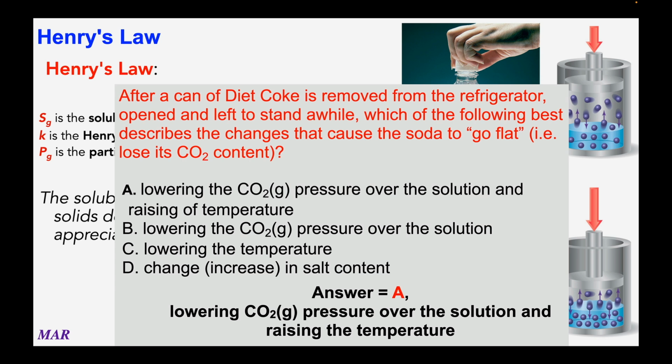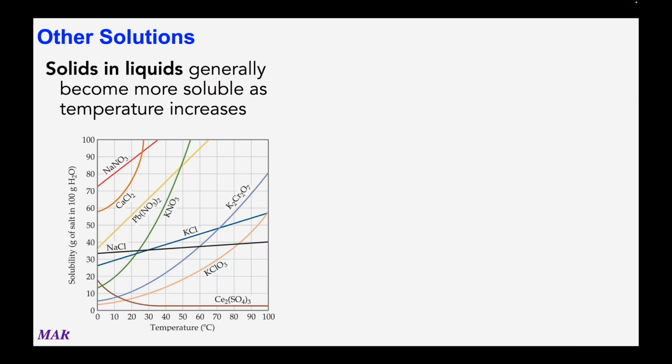People that work in the soft drink industry often have to think about these kinds of considerations when making their soft drinks. Gases in liquids become less soluble generally as temperature goes up. And again, you can think about gases as having more energy, so they escape. However, solids and liquids generally become more soluble as the temperature increases. So in that graph right there, you can see that almost all of those compounds, sodium nitrate in the upper left, calcium chloride underneath it, lead 2 nitrate, et cetera, are going up as the temperature, the x-axis, increases. However, that's not always the case.